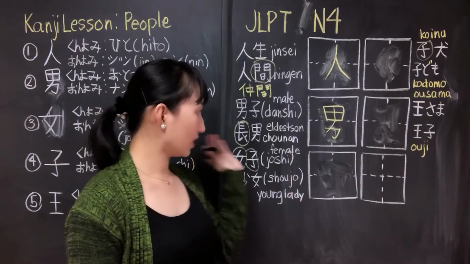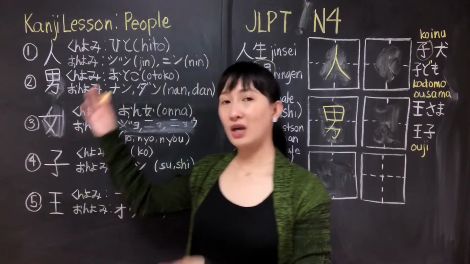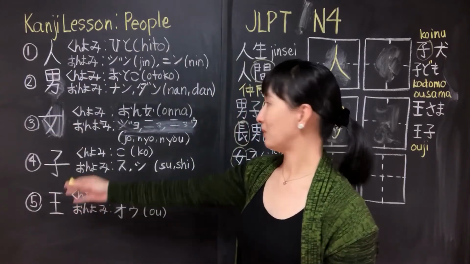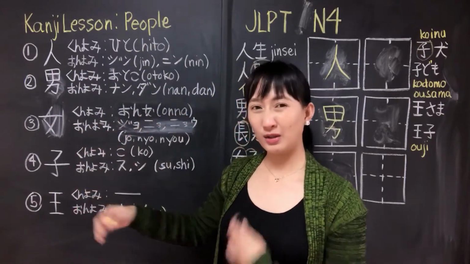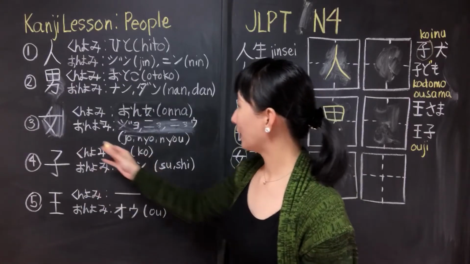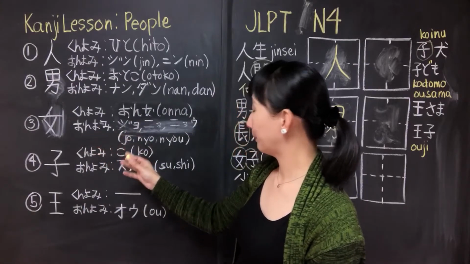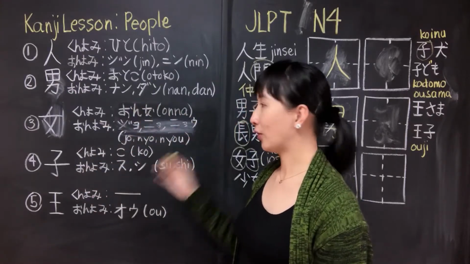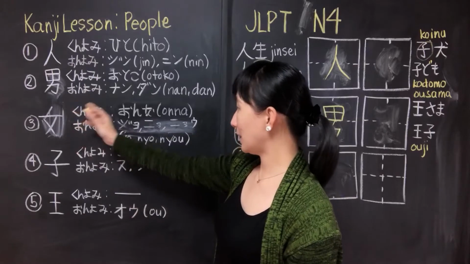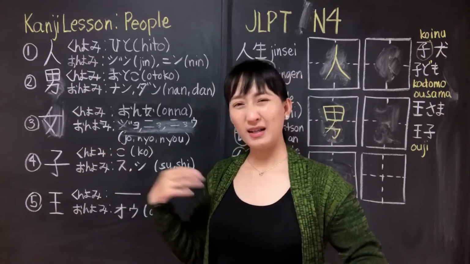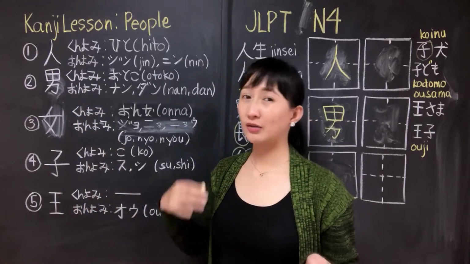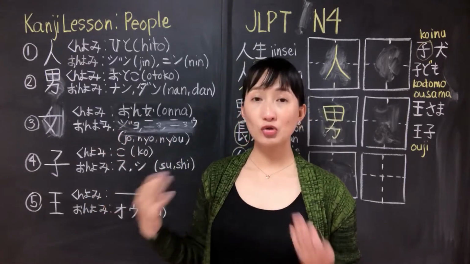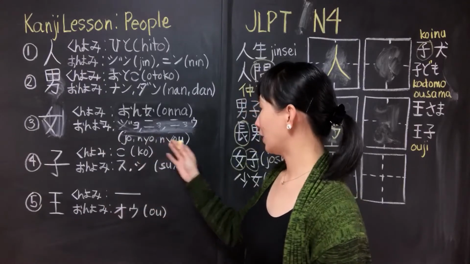And the other kanji that I have for you, of course, we have otoko, and we also have onna. Onna means female or girl or lady. The onyomi are jo and nyo. One more time. The kunyomi is onna, which means lady, girl, or female. And its onyomi are jo and nyo.